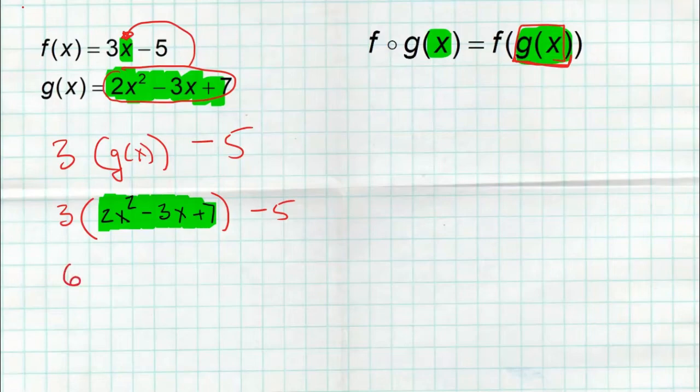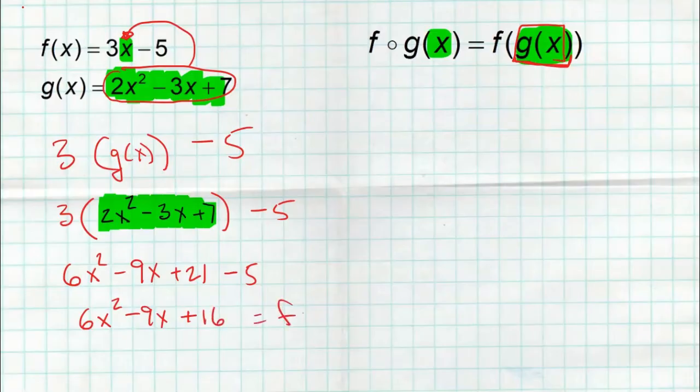Distribute that 3, we get 6x squared minus 9x plus 21. And then I can now combine the like terms, 21 minus 5. So I get a final answer of 6x squared minus 9x plus 16. 21 minus 5 is, of course, 16. So there is my final answer for f composed of g of x, or literally taking g of x, plugging it into f. Not too bad.